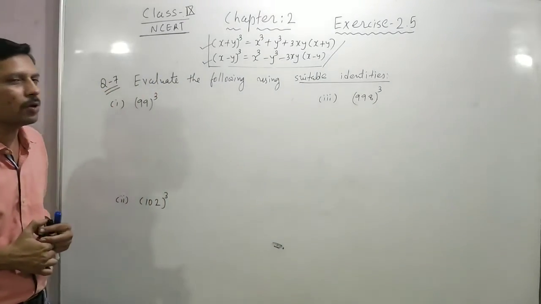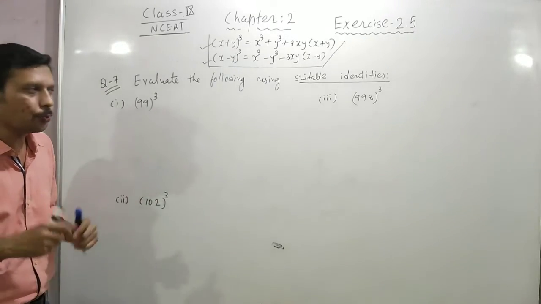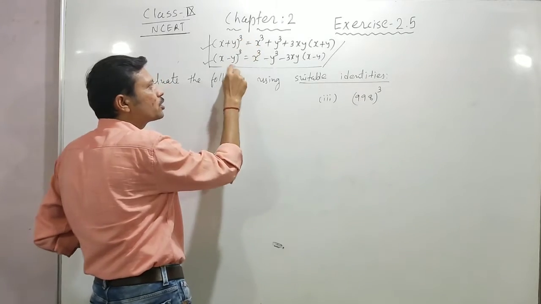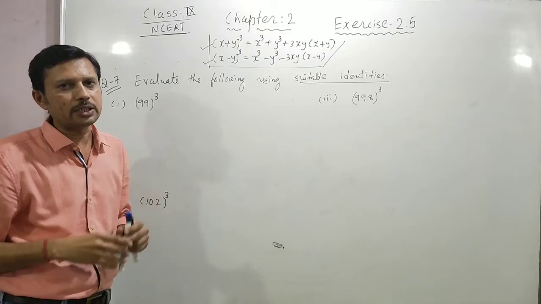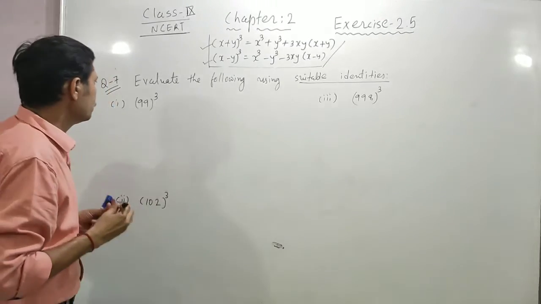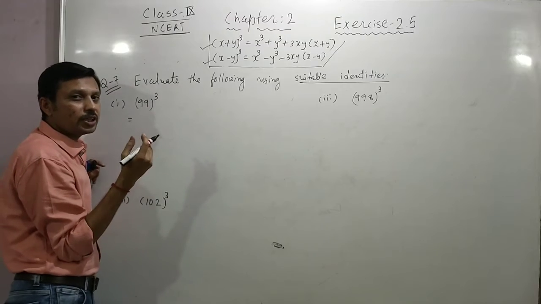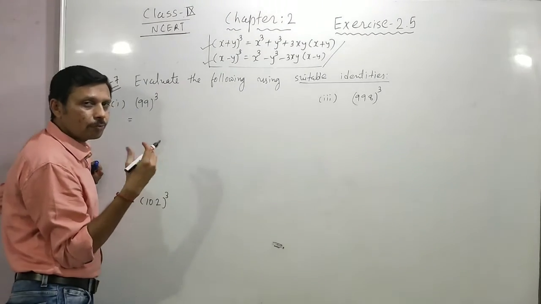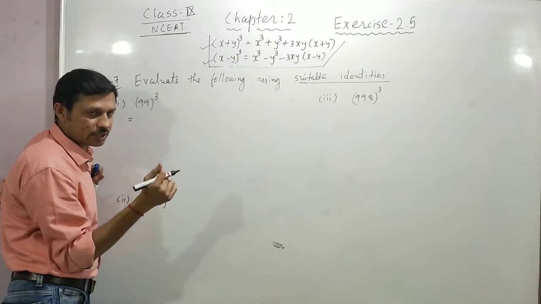So which identities will be applicable here? These numbers we will split into two parts. So it will be either in the x plus y the whole cube form or the x minus y the whole cube form, and this one will be the expansion form. This identity we can apply here. So 99 the whole cube. We can split in some different ways, but the splitting that you follow should be such that your calculation becomes easier.